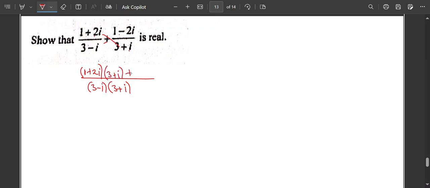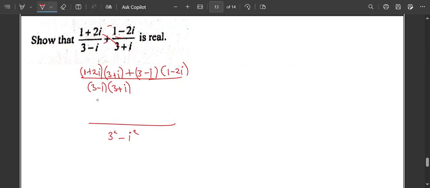Then plus, then again this one, 3 minus i, is multiplying with this one on top there. So that will be open bracket 1 minus 2i. Okay, so this is the thing. What I'm going to do here is, down there it's a difference of two squares. So I'll say 3 squared minus i squared like that.